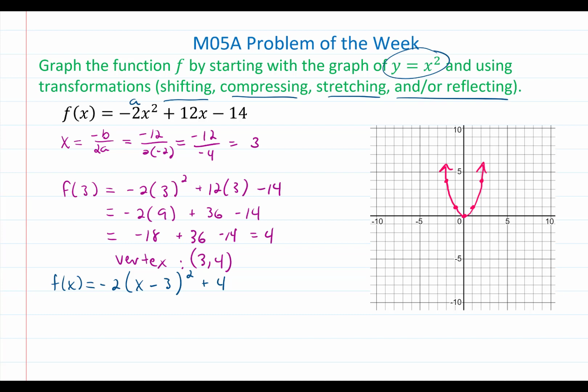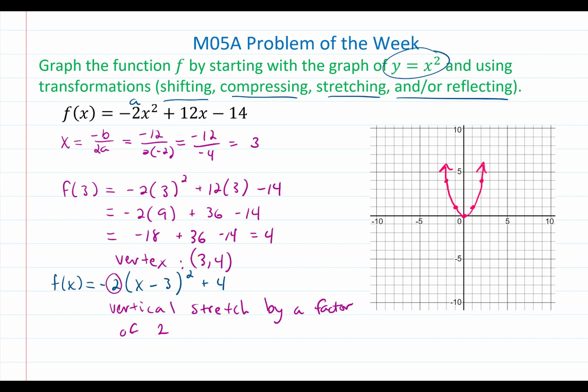So let's start with our compression or stretch, and that is represented by the coefficient of 2. Now notice I'm not including the negative because the negative actually represents something else. So that coefficient of 2 means we are going to have a vertical stretch by a factor of 2. Now, if it were a fraction between 0 and 1, then it would be a vertical compression by a factor of whatever that number happens to be. But because it's 2, it is actually representing a vertical stretch.